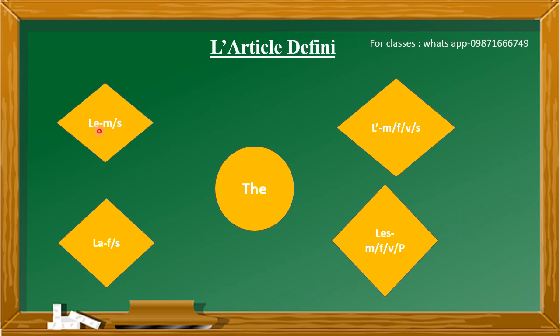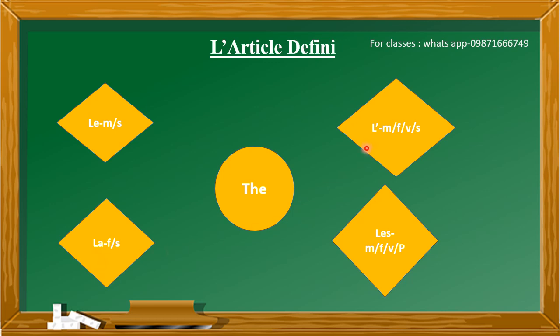Le represents masculine words starting with a consonant. It should be singular. For example, le garçon, le tableau. La we use whenever the word is feminine, consonant and singular. La femme, la fille.